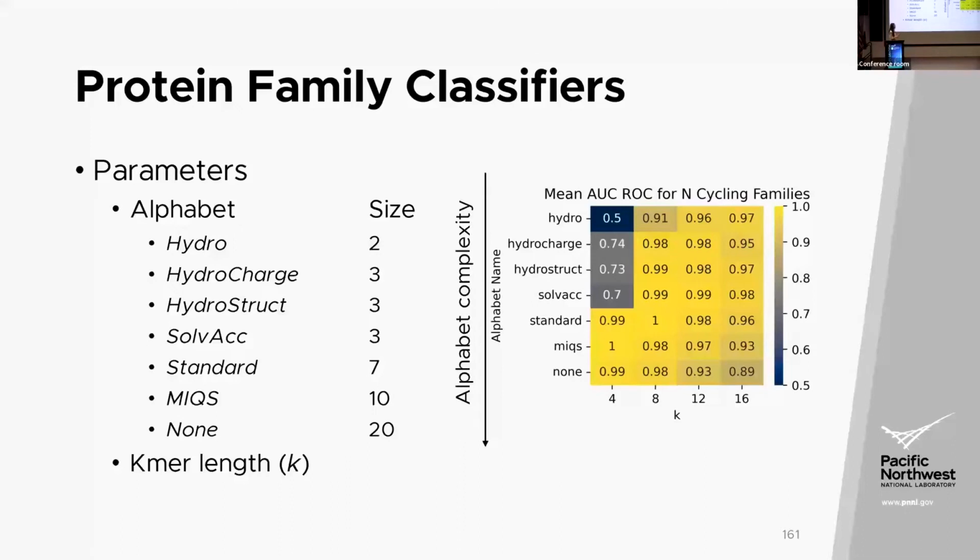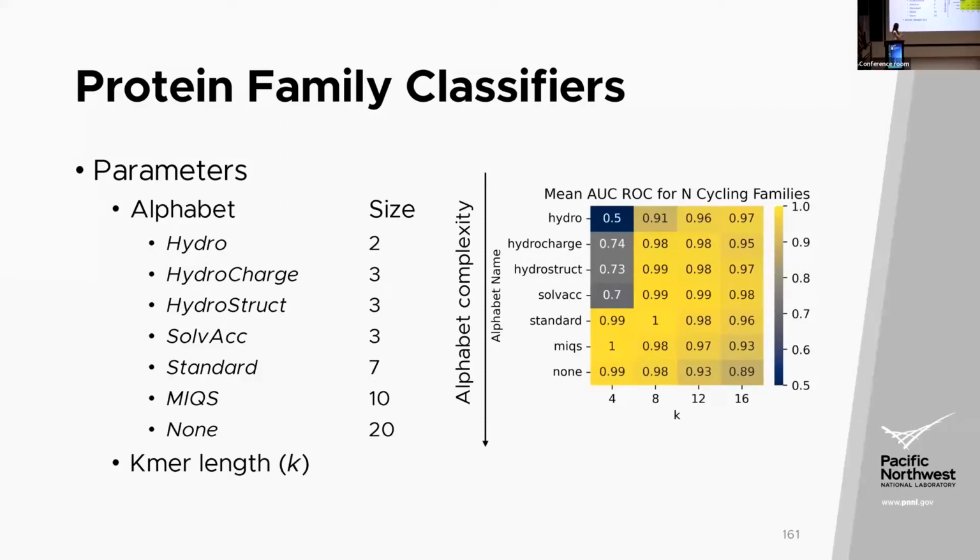So the models were evaluated via 5-fold cross-validation. And the performance of the models is summarized here using the AUC ROC, which stands for the area under the curve of the receiver operating curve. And essentially, for those who aren't familiar, an AUC ROC of 0.5 corresponds to random chance, whereas an AUC ROC of 1.0 corresponds to perfect classification.